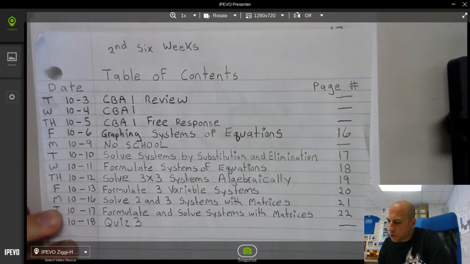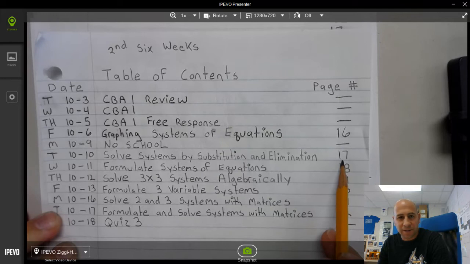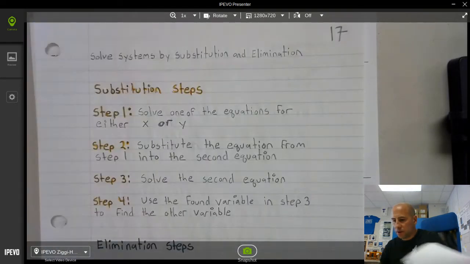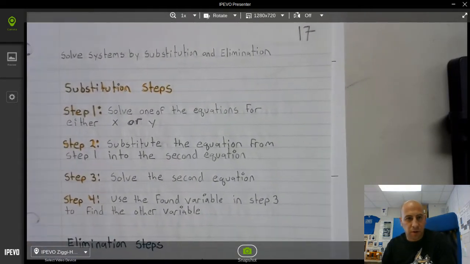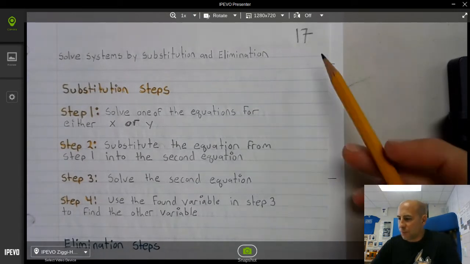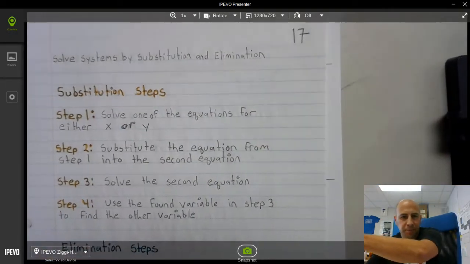Today we're looking at Tuesday, solve systems by substitution and elimination. That's going to be on page 17. If you would, pause the video and update your table of contents. All right, now your table of contents are updated. Let's take a look at our notes. Solve systems by substitution and elimination, notes on page 17.